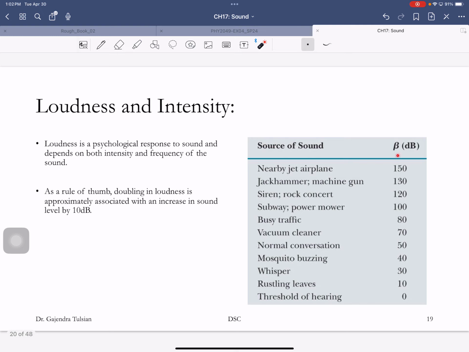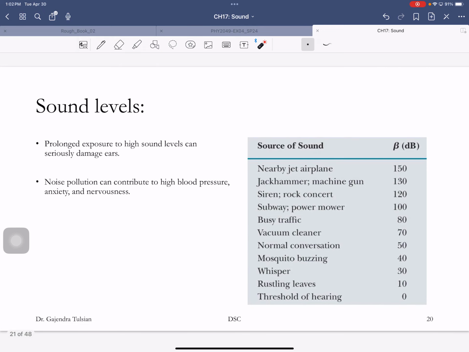So here are some sound levels in decibels. A nearby jet plane, 150 decibels, a jackhammer, 130 decibels, and so on. Mosquitoes buzzing, that's 40 decibels. Prolonged exposure to high sound levels can seriously damage ears. Also, noise pollution can contribute to high blood pressure, anxiety, and nervousness.